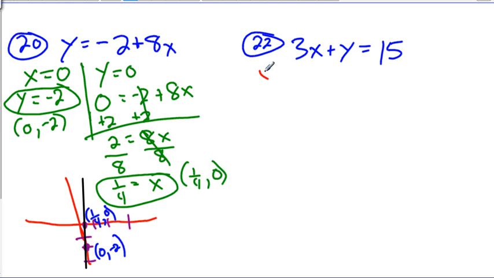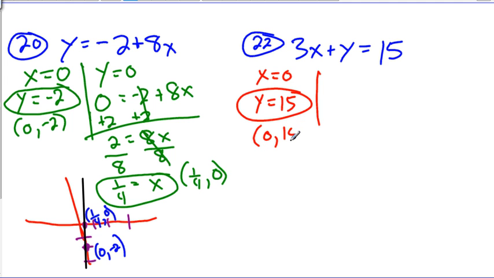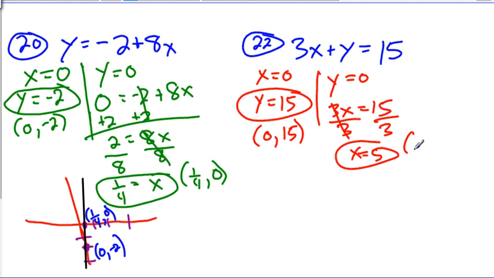Okay, let's go to number 22. Once again, we're getting a little better at these. X equals 0. 3 times 0 is 0. So we're left with y equals 15. We like how that works. Nice and quick. What point is this? 0, 15. How do I know that? I made x equals 0, and now y equals 15. So that's our point. So then let y equal 0. So I get 3x equals 15. Solve for x. Undo multiplication by division. Whatever I do to one side, I have to do to the other. X equals 5. So this point is 5, 0.